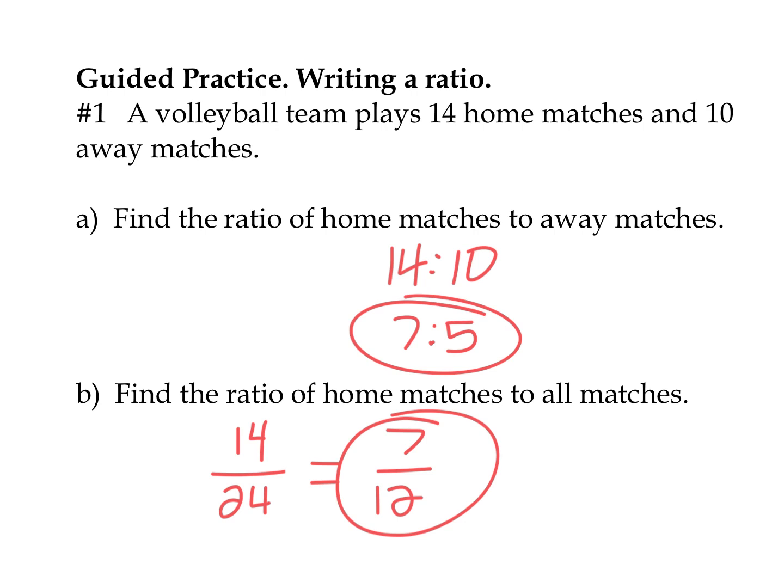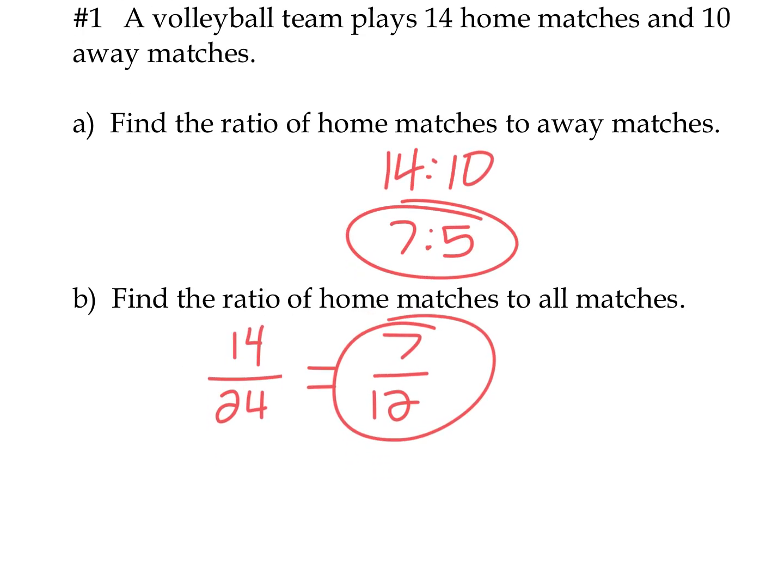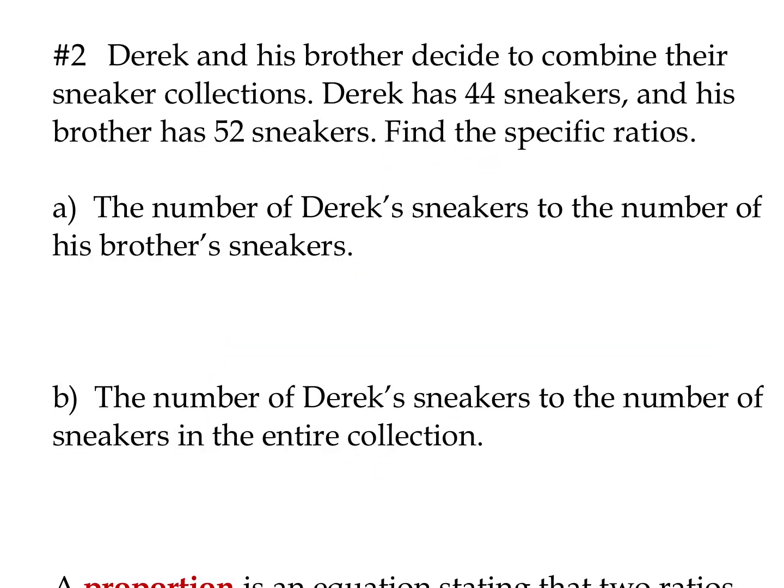Right, so ratios, comparing two quantities, and we could write them in a couple different ways. Make sure we're simplifying them for our final answers. In this example, we're going to see Derek and his brother combining their sneaker collections. They have a lot of sneakers here. Must be quite the collectors. Derek has 44 pairs and his brother has 52. We want to find the ratios that are asked for here.